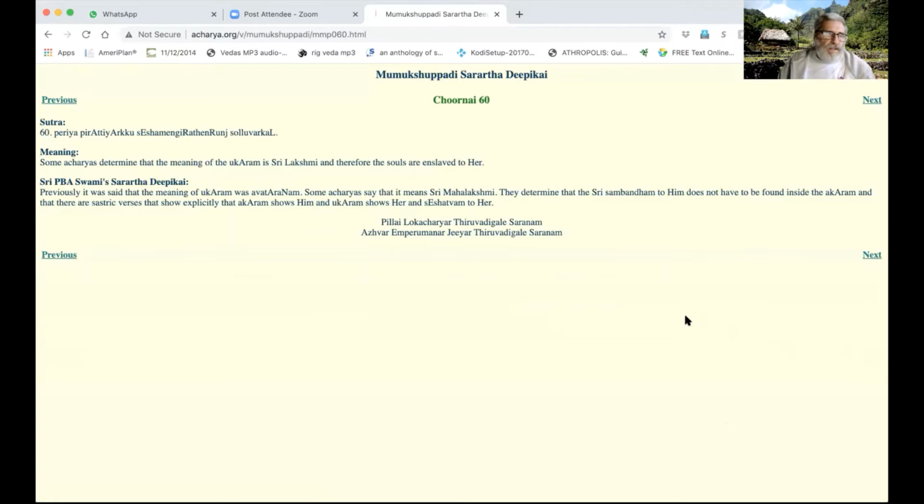Again, the meaning of the sutra number 60 is what some acharyas determined. So there are some acharyas. He's saying some acharyas, meaning these people are actually gurus and teachers. They have the opinion, determined that the meaning of the ukara is Sri Lakshmi, and therefore souls are enslaved to her, right? But not exclusively, right? If we take out the idea of exclusively, they are the servants of the Lord and Mahalakshmi. Previously, it was said that the meaning of ukara was avataranam, or descent. Some acharyas say that it means Sri Mahalakshmi.